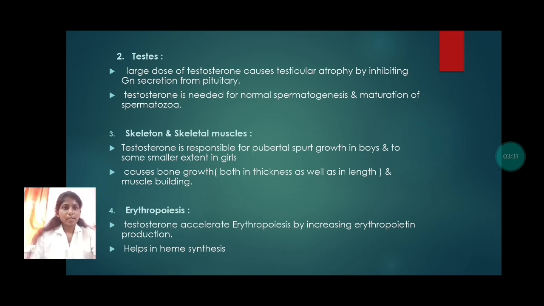On the skeletal muscle and the skeleton, testosterone is responsible for the pubertal growth spurt in boys and, to some smaller extent, in girls. It causes bone growth, involving both the thickness as well as the length of the bones, and muscle building. It also acts on erythropoiesis. Testosterone accelerates erythropoiesis by increasing erythropoietin production and also helps in heme synthesis.